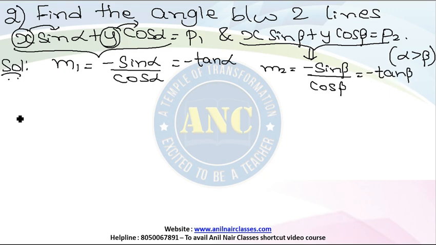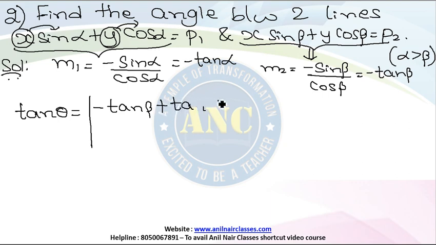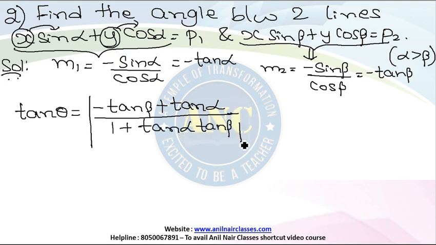Now if I want to find the angle between two lines, it is given by tan theta is equal to mod of m2 minus m1. m2 is minus tan beta plus minus m1, so minus of minus tan alpha, it is plus tan alpha, divided by 1 plus m1 m2. It is 1 plus minus tan alpha into minus tan beta. It is 1 plus tan alpha tan beta.